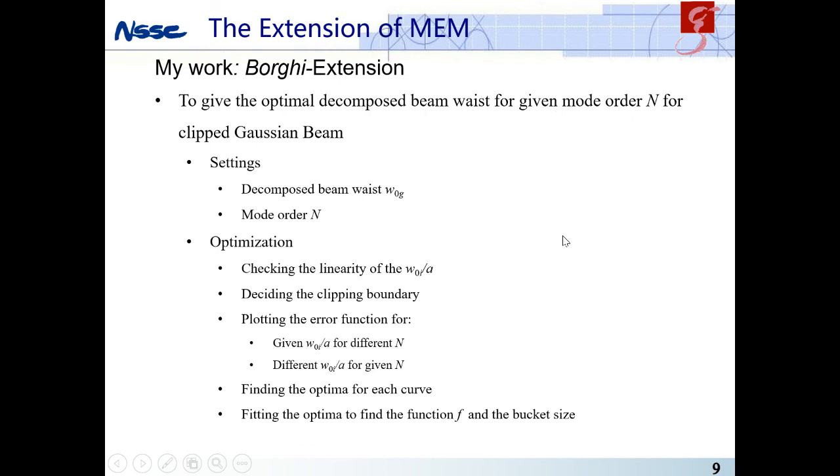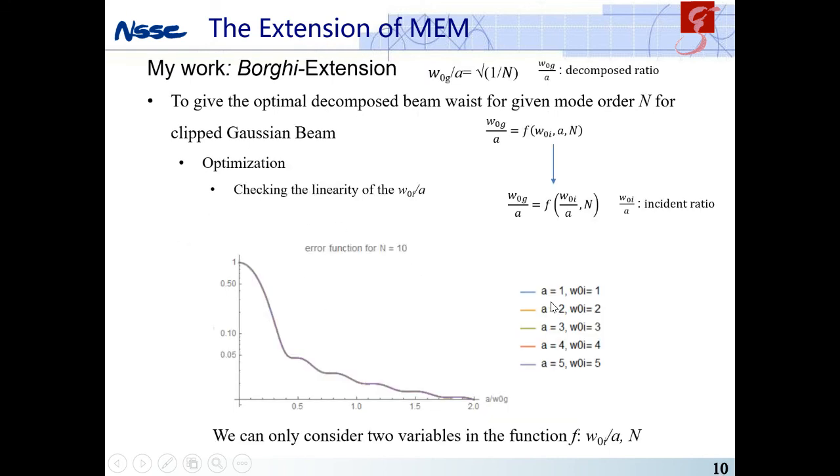Now I will show my work step by step. In Bogey's paper, he gave this equation. The decomposed ratio is a function of n, but this is only for a plane wave clipped by a circular aperture. For a clipped Gaussian, we need to consider the incident beam width, and the optimal decomposed ratio is a function of the incident beam width, mode order, and the aperture size.